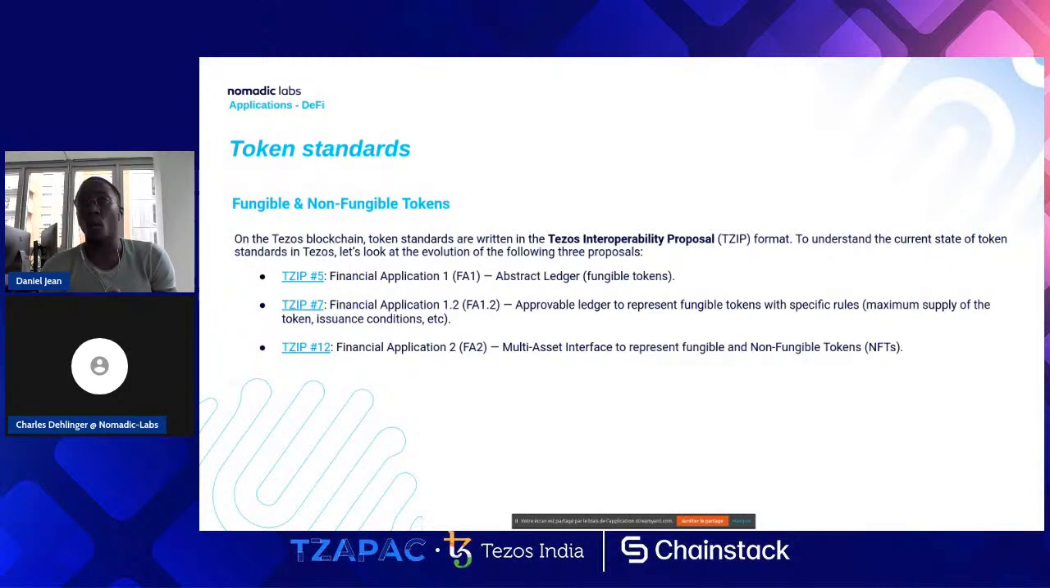On the Tezos blockchain, you have three kinds of token standards. First, you have the FA1. Second, you have the FA1.2, which allows you to create fungible assets. And more recently, TZIP-12 has been released to give you the FA2 token standard to represent both fungible and non-fungible assets.